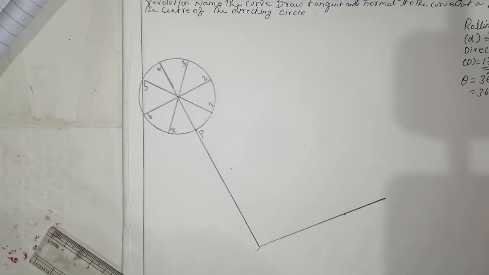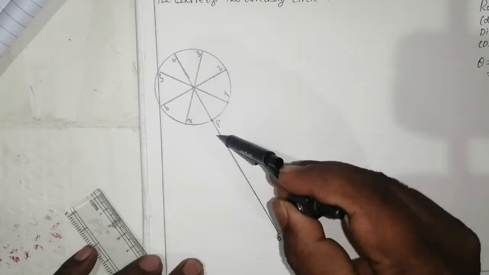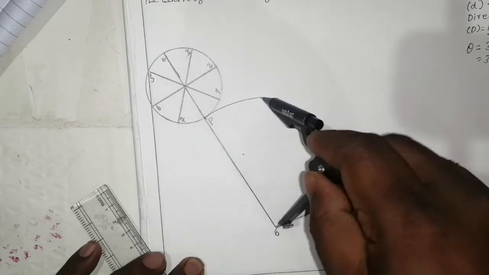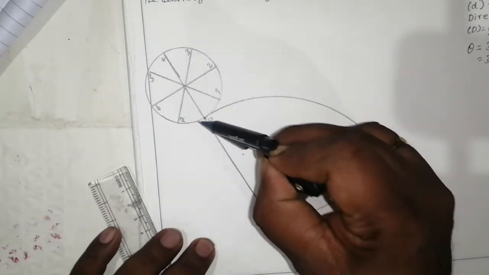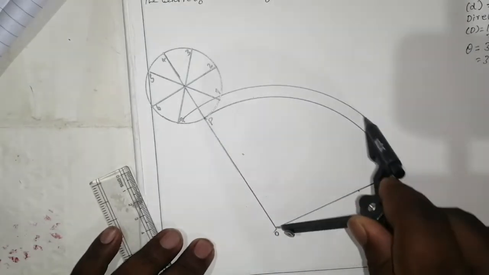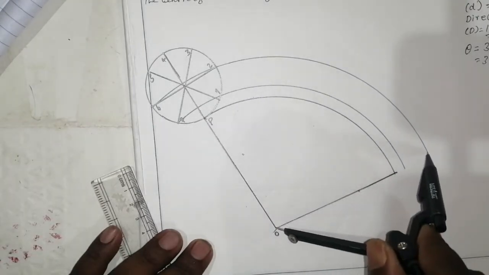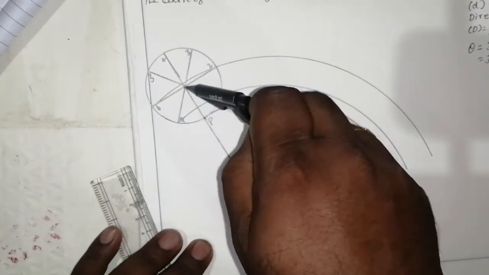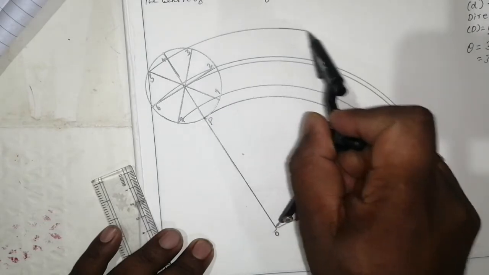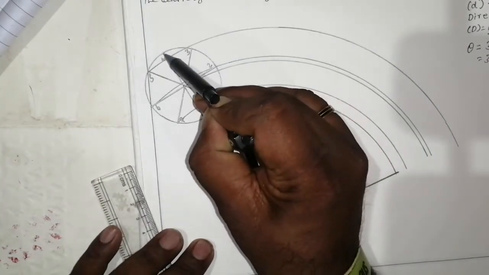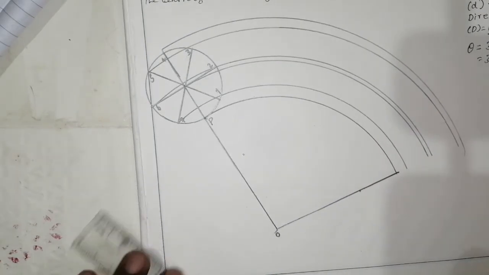After that, take this as O. So I'll take from O to P, make one circle. It will join like this. Then O to 7, make one arc like this, then O to 6, make one arc like this, then O to P, make one more arc like this, then O to 5, make one more arc like this, then O to 4, make one more arc like this. So the drawing will come like this.